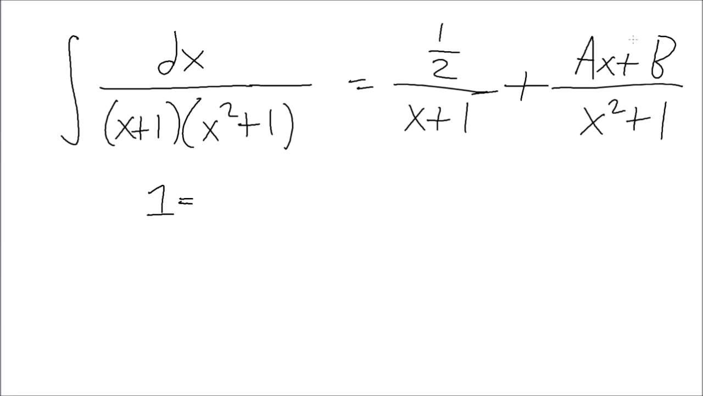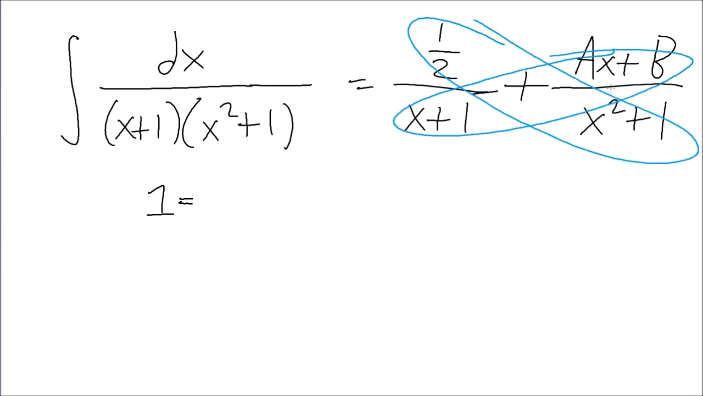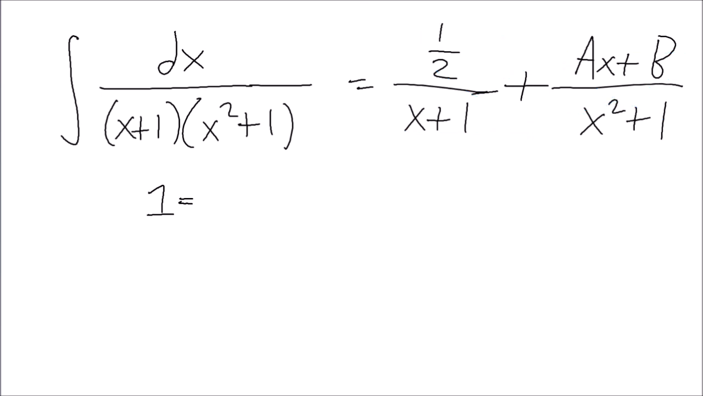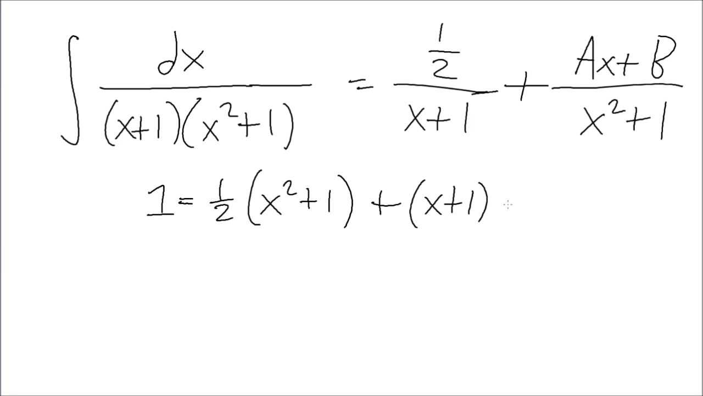Okay, and then here we do the butterfly. Let me actually color this. We do the butterfly, right? This times this plus this times that. Okay, so we'll go ahead. A half times x squared plus 1, and then plus x plus 1, ax plus b. All right. So we need to solve for a and we need to solve for b.